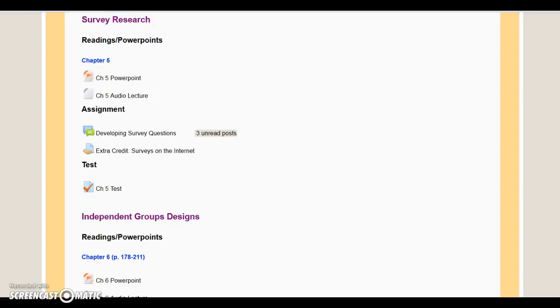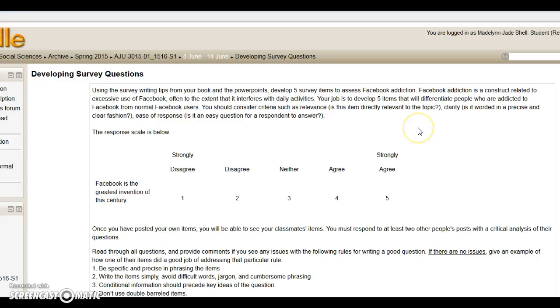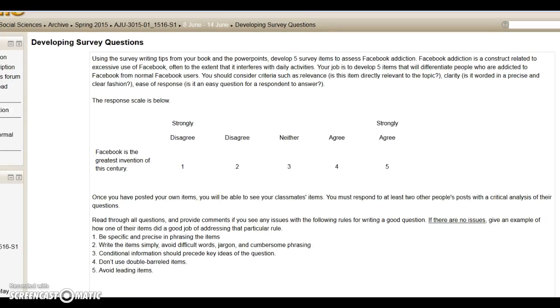Next, we're covering survey research. Instead of an assignment, this week, your assignment is actually going to be to post on a discussion forum. Basically, what you're going to do is imagine that you're designing a survey to identify people who are addicted to Facebook. You're going to need to come up with items. Your survey items need to be able to be answered on a scale of strongly disagree to strongly agree, so they should be statements, not actual questions. You're going to come up with your questions based on the guidelines in the notes and the chapter.